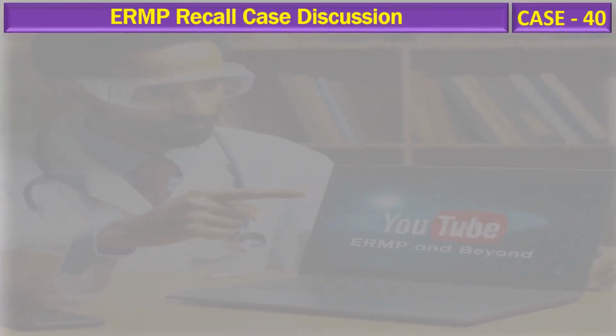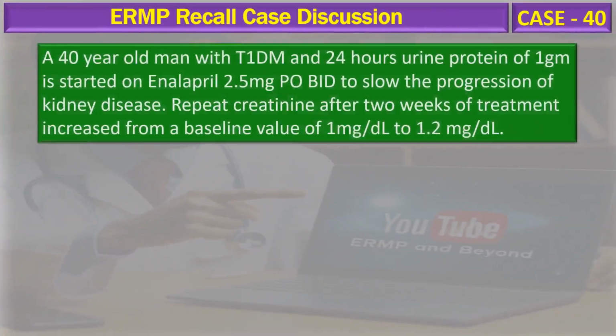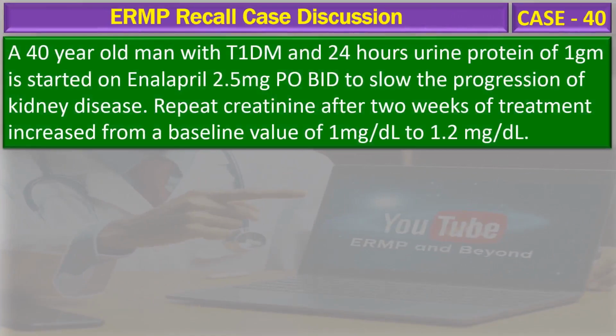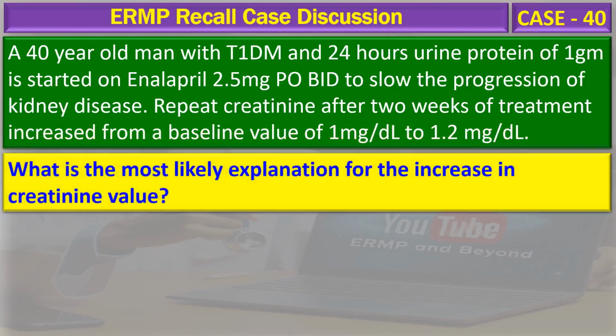A 40-year-old man with type 1 DM and 24 hours urine protein of 1 gram is started on enalapril 2.5 mg PO BID to slow the progression of kidney disease. Repeat creatinine after 2 weeks of treatment showed an increase from a baseline value of 1 mg per deciliter to 1.2 mg per deciliter. What is the most likely explanation for the increase in creatinine value?